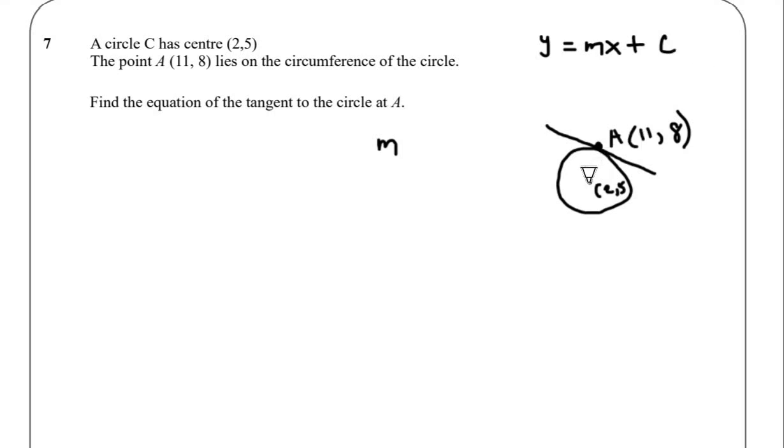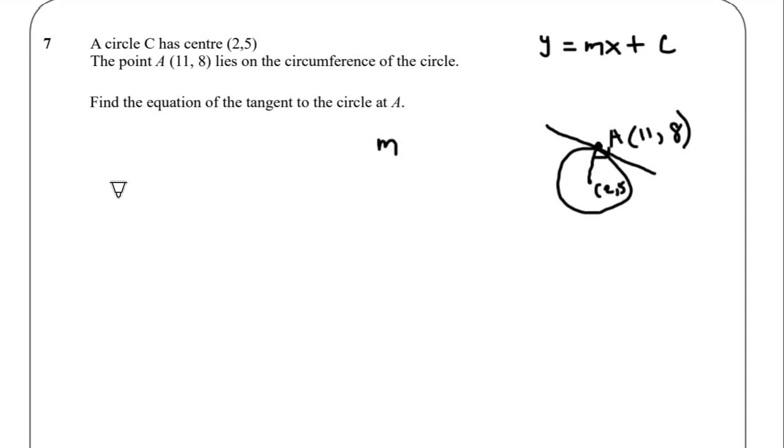Now, what we have is 2 points. One is the center and one is the point on the circumference of the circle. And the basic idea is that a tangent is perpendicular to the radius of the circle. So we are going to use this knowledge to solve this question.